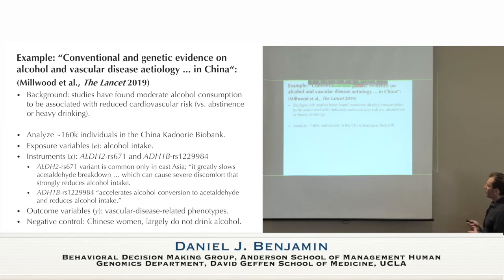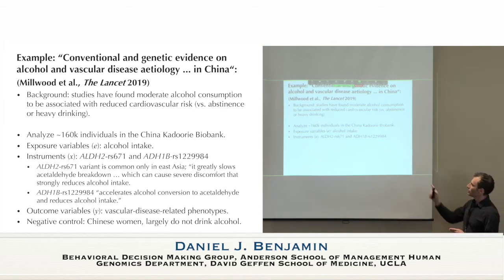So they looked at about 160,000 individuals in the China Kadoorie Biobank. Here the exposure variable is alcohol intake. Now, just to be totally clear about the red wine thing, Chinese people don't drink a lot of red wine. So this evidence is actually mostly about the effect of spirits consumption. But if you think that it's operating through alcohol, the results should generalize.